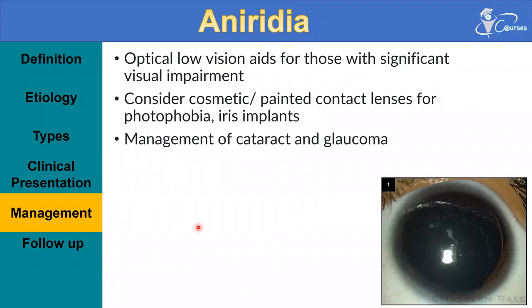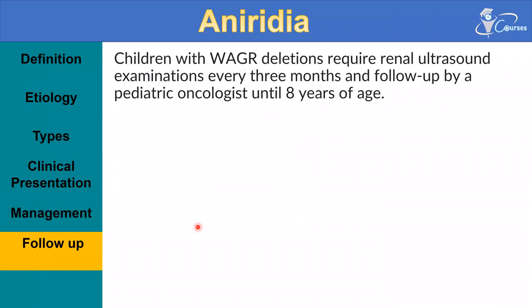The follow-up, don't forget, for those patients who have WAGR syndrome, they require renal ultrasound every 3 months and follow-up by a pediatric oncologist until the age of 8 years old, until we confirm that they didn't develop Wilms tumor. Okay, so I hope that this is clear.